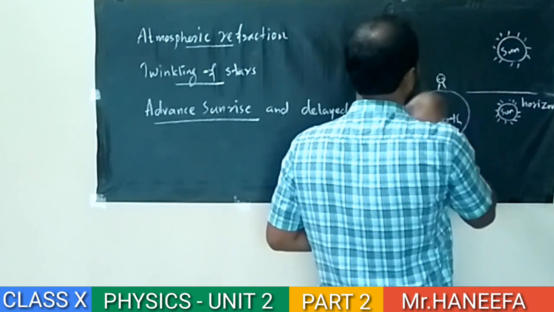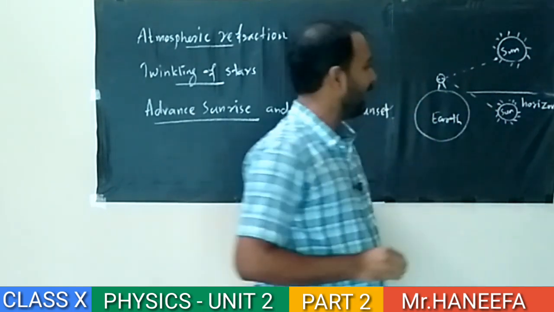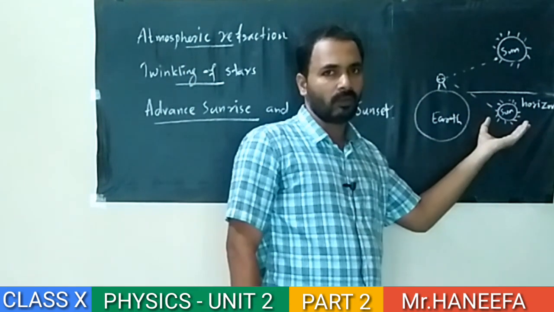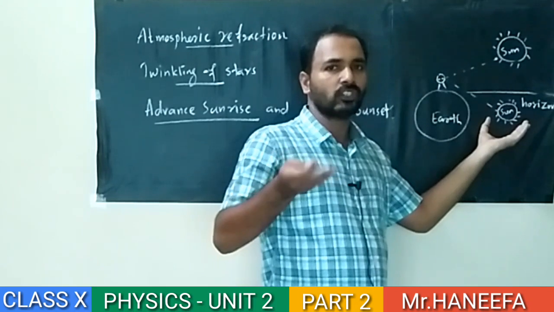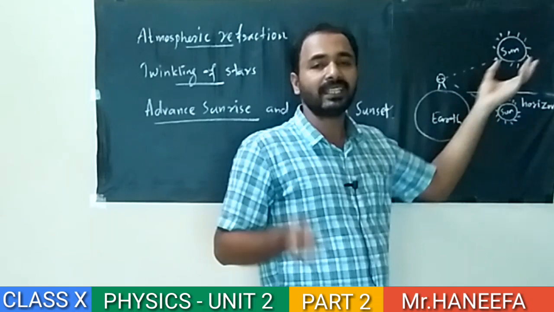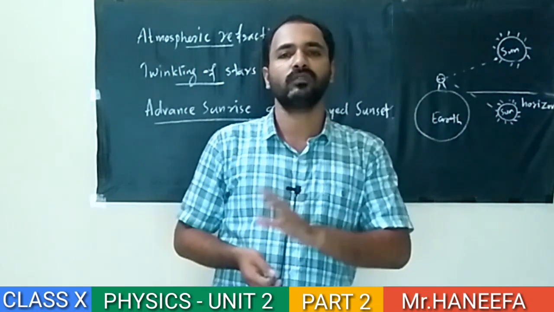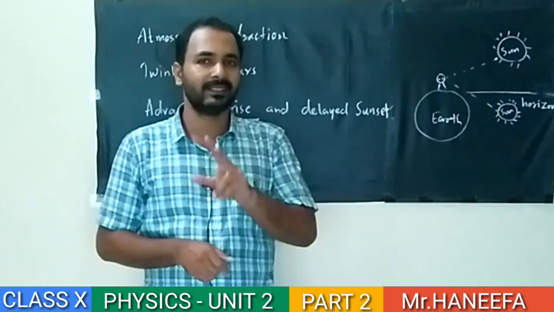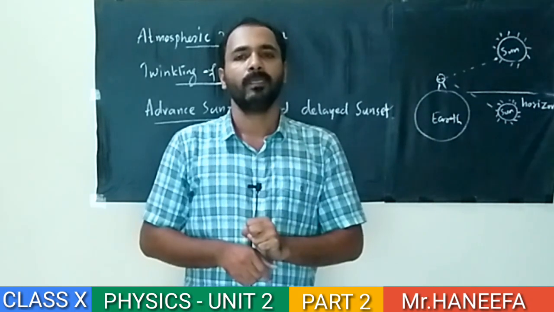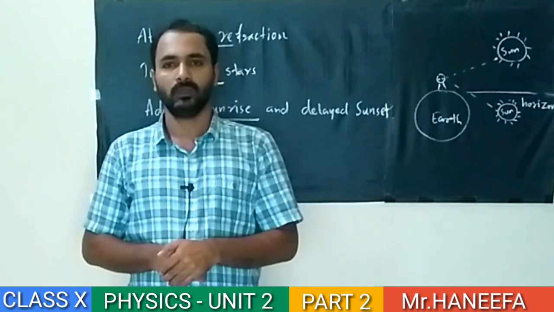So here is one person looking at the sun. The actual position of the sun is below the horizon, but 2 minutes before the actual sunrise, we can see the sun. That is due to atmospheric refraction. Due to atmospheric refraction, we can see the sun before actual sunrise.